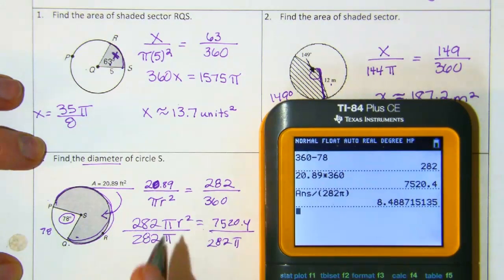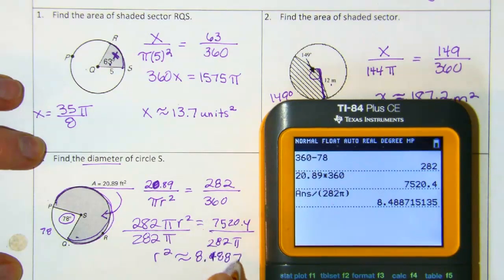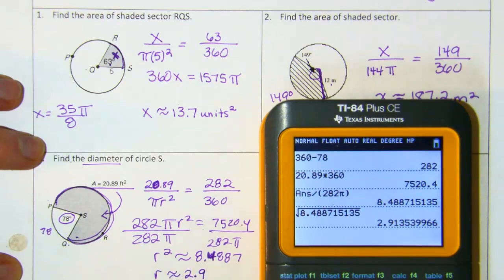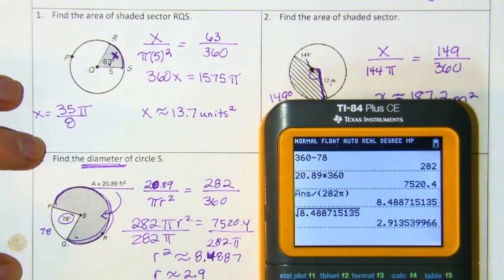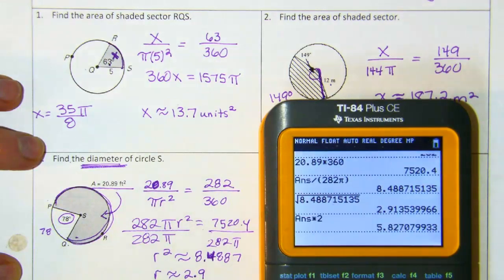Now, that equals r squared, but we need to know what r is. So I'm going to write down 4 digits here so I don't have any round off error, but I'm going to let the calculator do that work for us. So the radius is approximately 2.9. Now, the problem wants diameter, so we're going to multiply that by 2. So we're going to say that the diameter is approximately 5.8 feet.